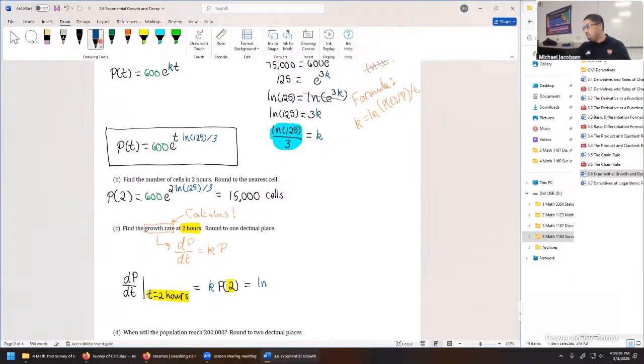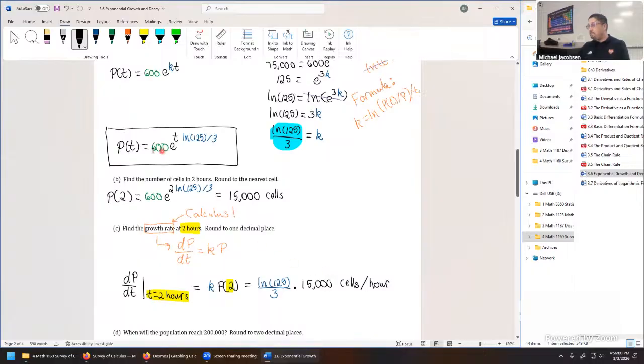Take natural log of 125 thirds, multiply it by the 15,000 cells. The unit on this is going to be formed from the unit in the numerator, cells, per the unit in the denominator, hour. So much like, say, miles per hour or some other quantity in calculus, this is now a rate. So this is like a speedometer of how fast the population is changing at the 2 hour mark.